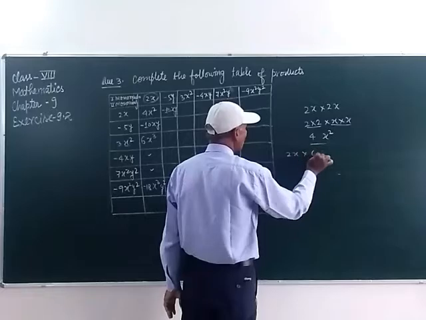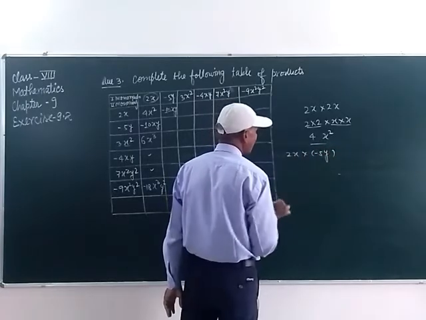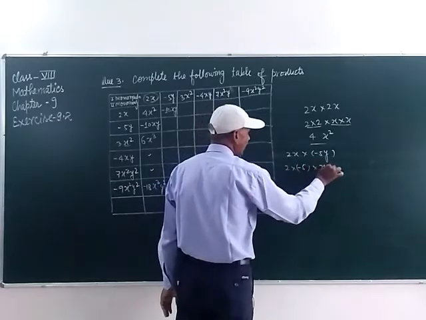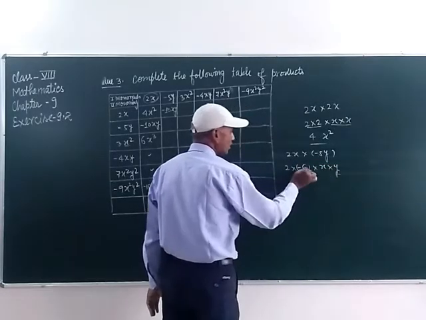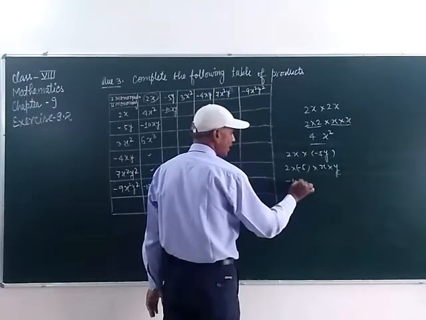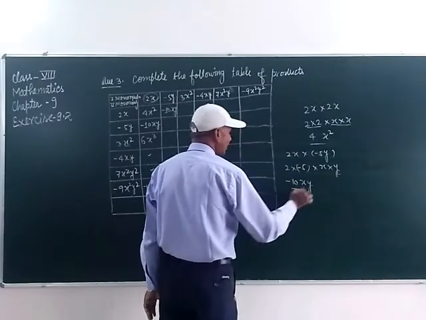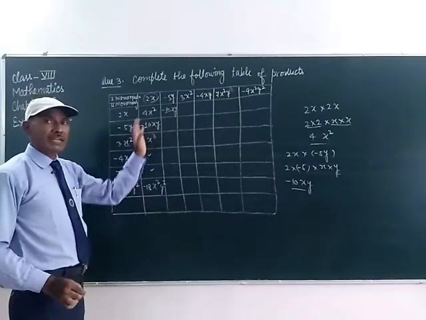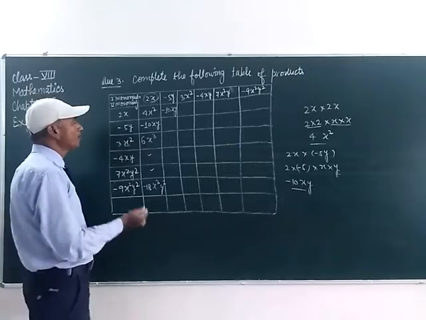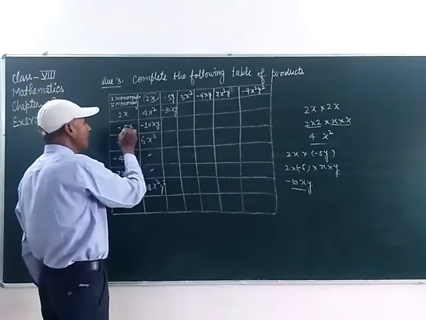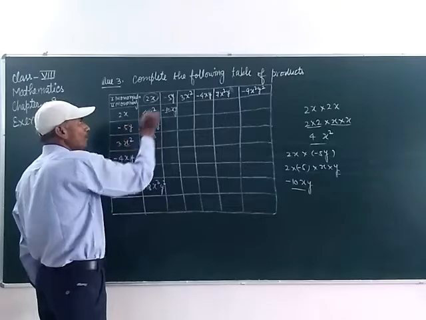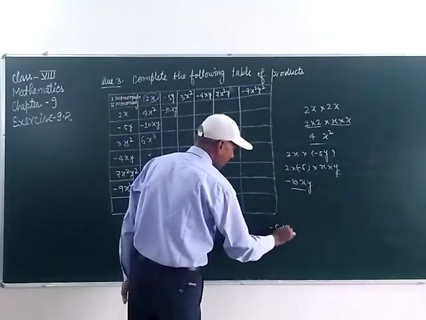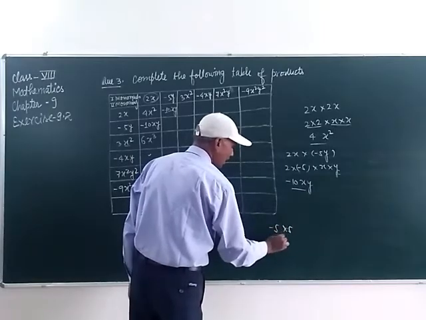2x into minus 5y. So 2 into minus 5 into x into y. So this one will be minus 10xy. In this, it will be minus 10xy, student. And if we multiply this minus 5y with minus 5y, so minus 5 into minus 5, student.